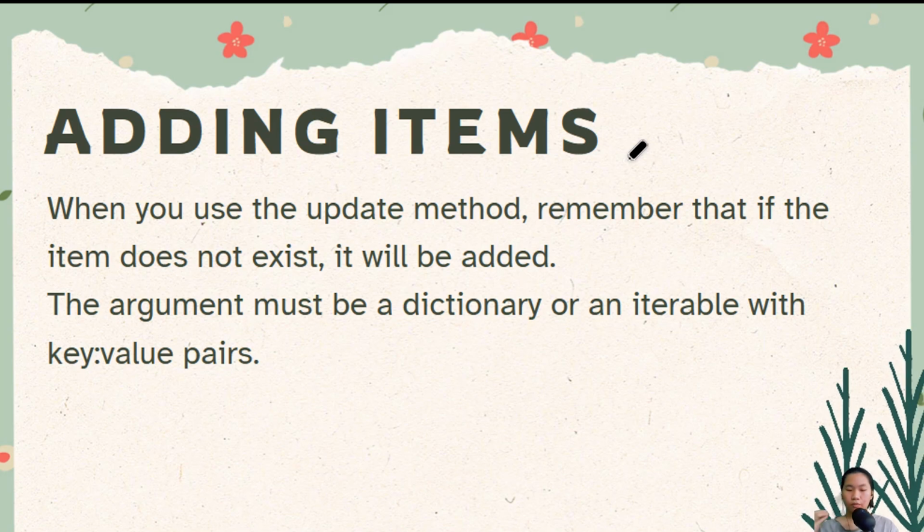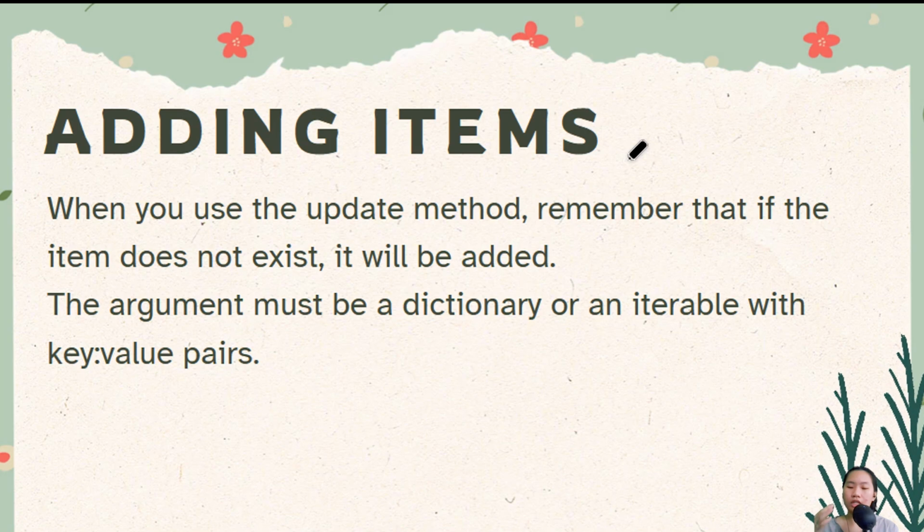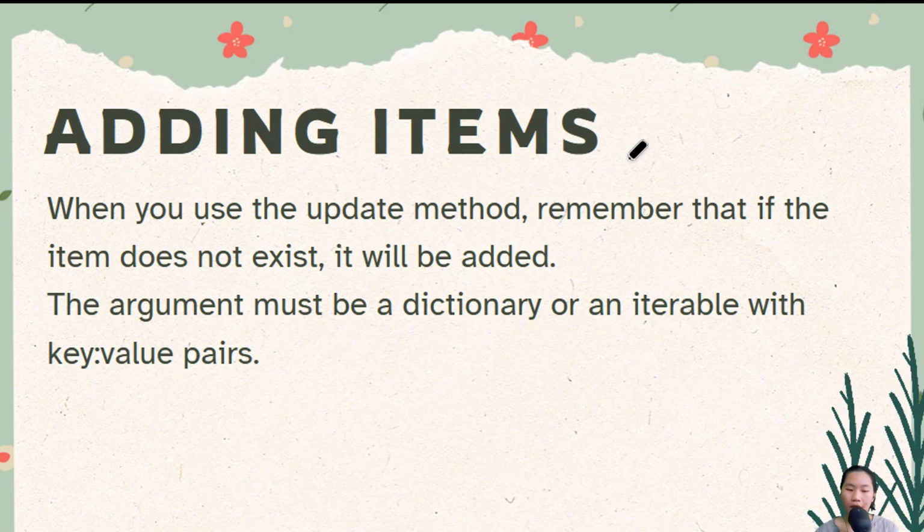All right. So before we move on to the next method of adding items to a dictionary, I want to mention that when you use the update method, which is what we're going to be focusing on, if the items do not exist, they will be added, okay? But if they do exist, they will be changed. Now, the argument must be a dictionary or an iterable with the key value pairs format, all right?